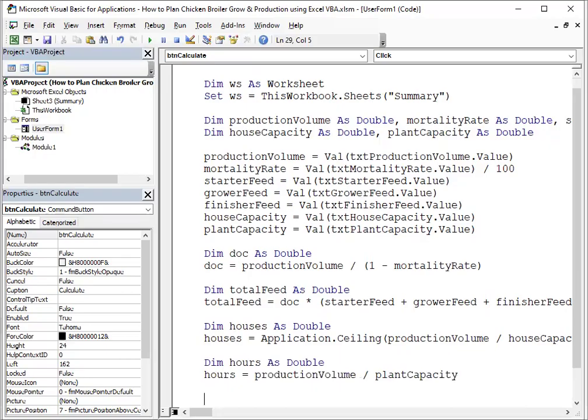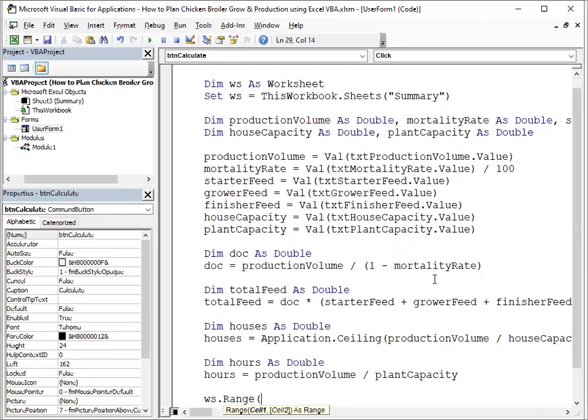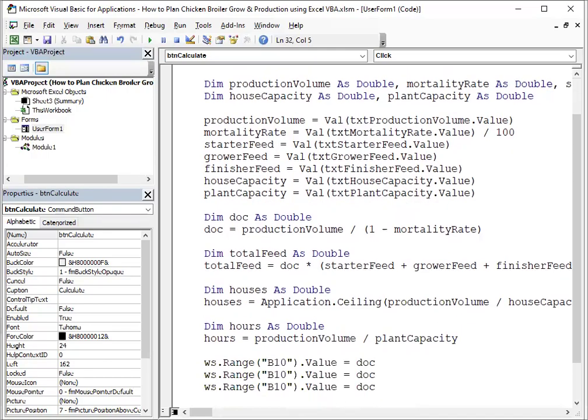Then now I'm going to update the summary sheet. The B10, B11, B15, B16 in the summary worksheet. This is an easy thing to do. WS dot range, B10, quotation mark, then close. That value equals DOC. I'm just going to copy this, Control C, and then Control V. Second one, third one, and fourth one.